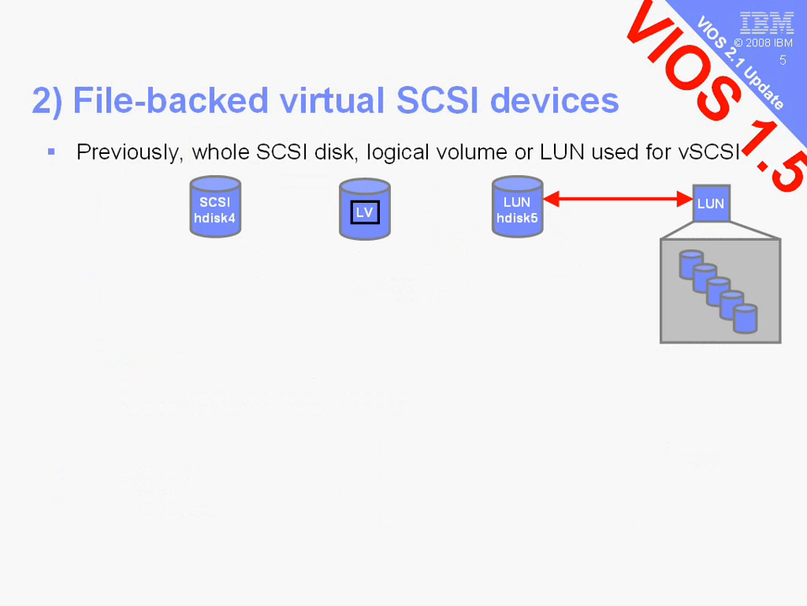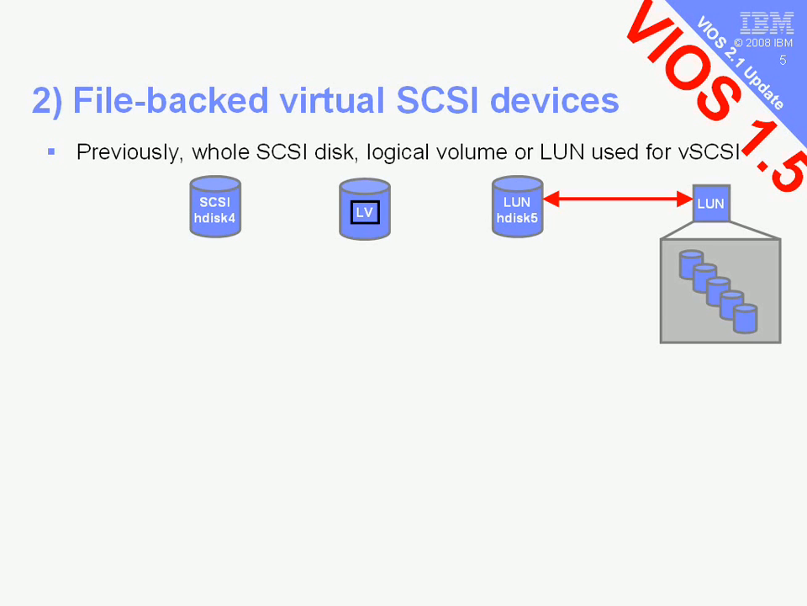Now, with the file-backed virtual devices, we've already had for a long time various virtual SCSI devices, disks, that we could give to the logical partitions. We can give a whole disk, as the VIO server can see it, to the client. We could create a logical volume on a disk, and the logical volume can be given to the client LPAR. Or we could get a LUN. It looks like an hdisk, but it's actually a LUN implemented in the disk subsystem. It could be spread across lots of disks inside the LUN, but that again can be given to the logical partition.